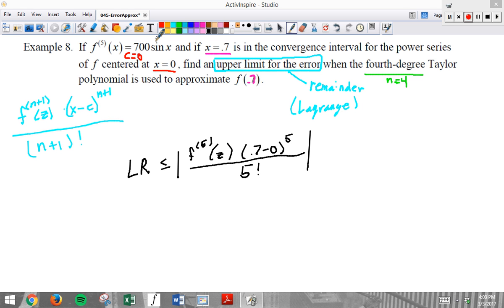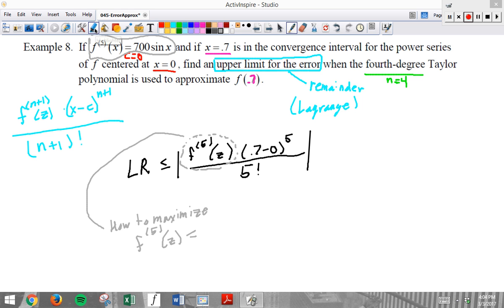So the question is, how to maximize this. Luckily, and I'm saying luckily sarcastically, it had to work out this way. The fifth derivative of f at z is right there. I can't emphasize this enough. You need to understand that's right where it is: 700 sine z.